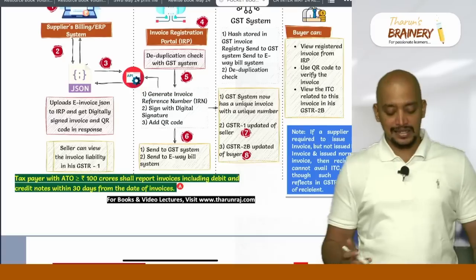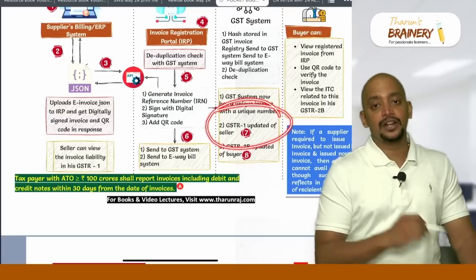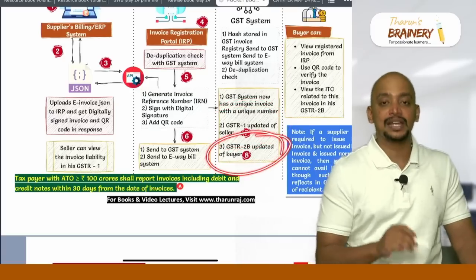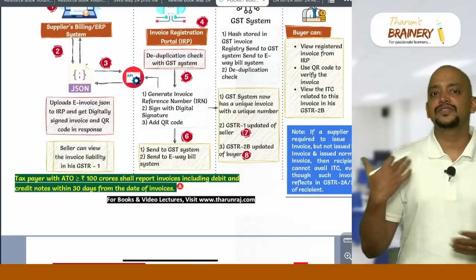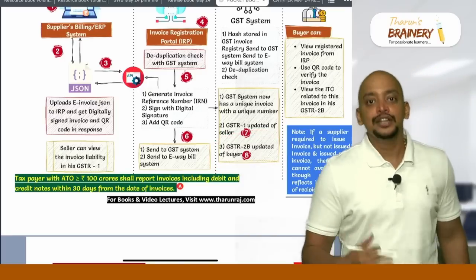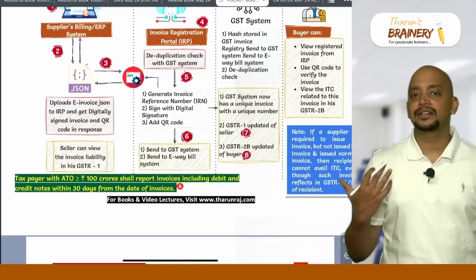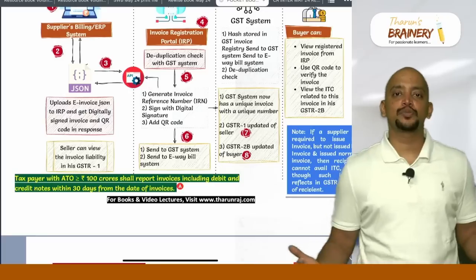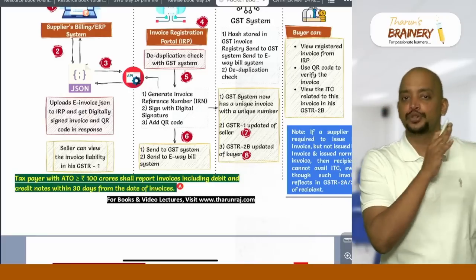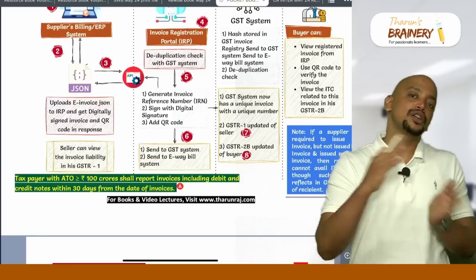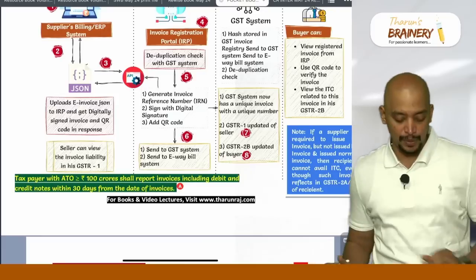In the GST system, GSTR 1 of the seller and GSTR 2B of the buyer get automatically updated. Therefore this will not lead to any data entry. If there is data entry, errors are possible, but in this case no errors are possible because the data will be automatically pushed from the invoice registration portal to the GST portal as well as the e-way bill portal.